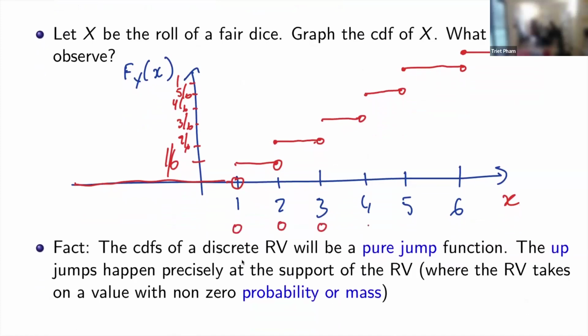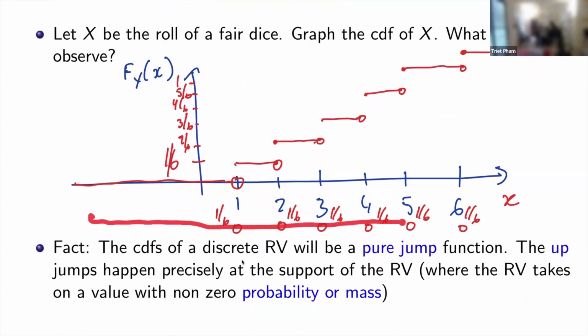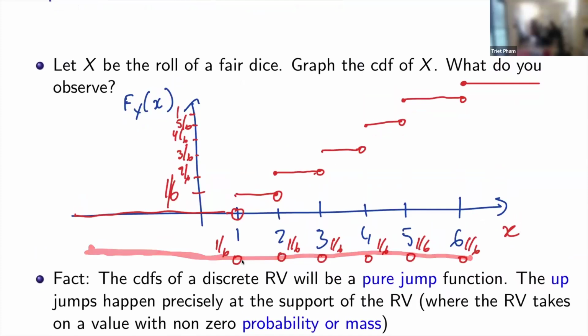Intuitively, in terms of physics, you can think of basically there's 6 masses hanging at these points. Each of them has mass 1/6. What the CDF does is just sweep from left to right, and its CDF is cumulative. So basically, it just counts the total mass it has seen so far along the way.